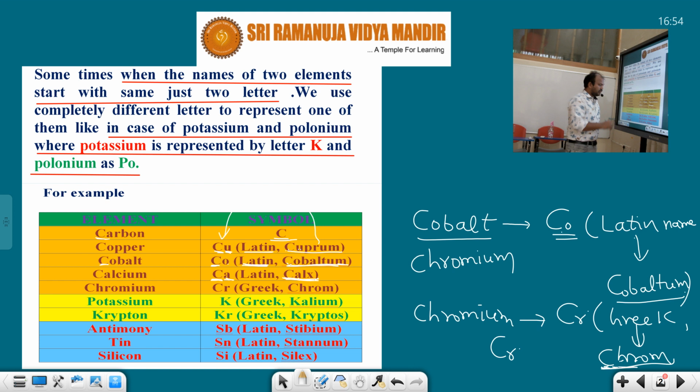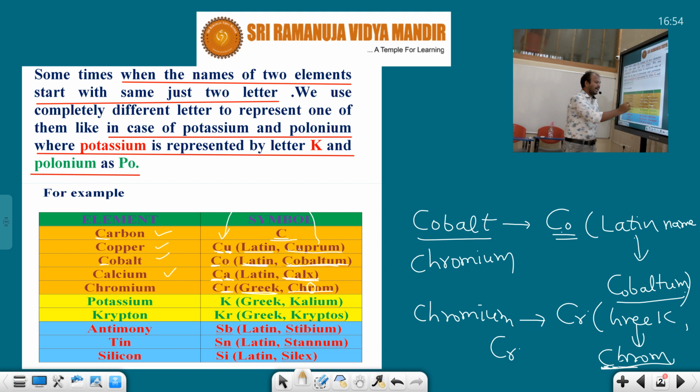So carbon is indicated by the symbol C. Copper is indicated by the symbol Cu. Cobalt is indicated by the symbol Co. Calcium is indicated as Ca. Chromium is indicated as Cr. These are symbols derived from non-English names like Latin names and some Greek names.